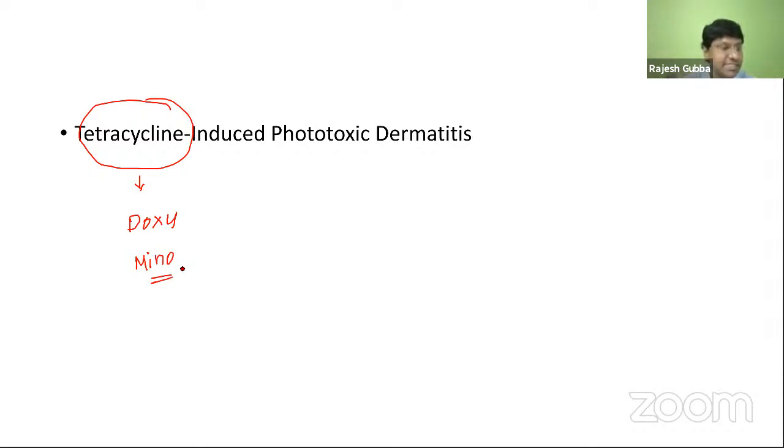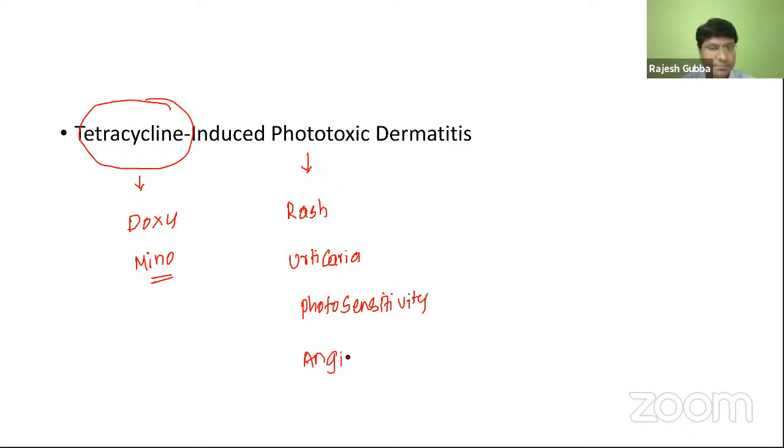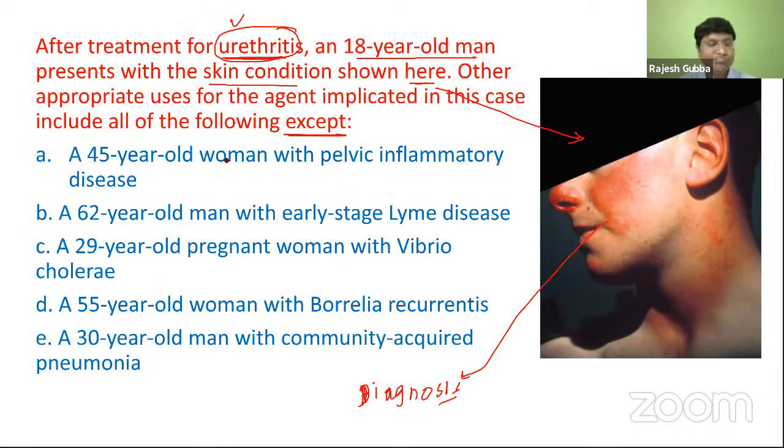Now, what are the manifestations of that phototoxic dermatitis? These include rash, urticaria, photosensitivity, angioedema, and then dyspepsia. So these are the manifestations of the phototoxic dermatitis. Now, this doxycycline can be used in other conditions, like a 45-year-old man with pelvic inflammatory disease. Yes, we can use doxycycline or minocycline in this patient.